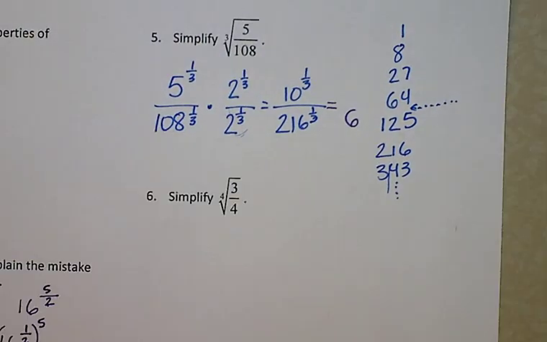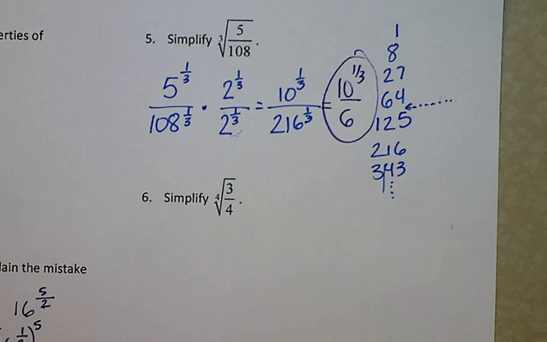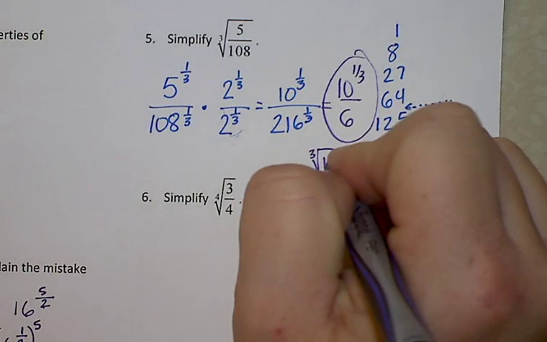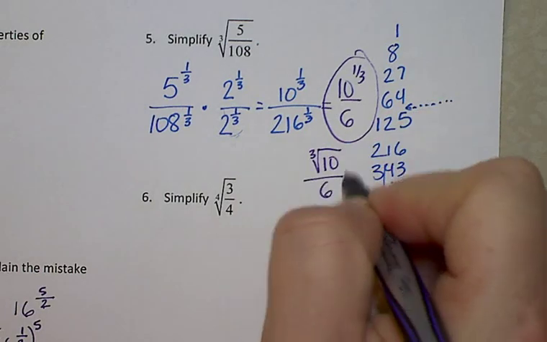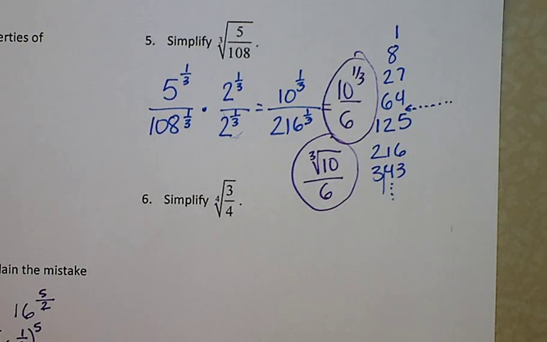So on the bottom I have 6, and on the top is 10 to the 1/3. Okay, that is one way to express this. Another equivalent way is 10 on the inside, the cube root on the outside, and 6 on the bottom. Either way is correct. Going on to number 6.